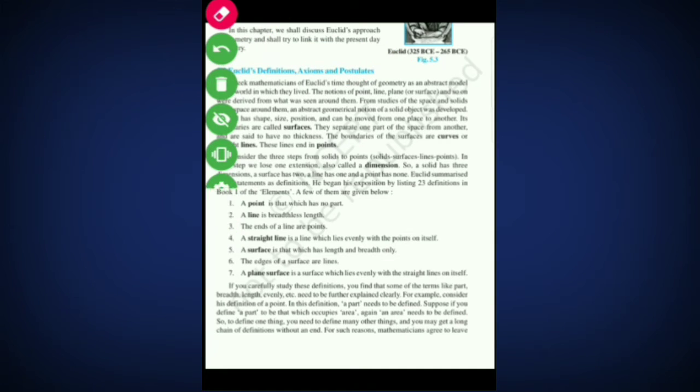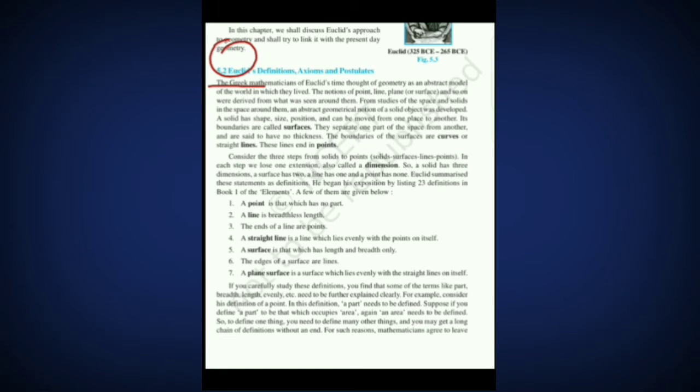What is the meaning of all these? By the way, I want to tell you that Euclid was a mathematician. It is written also: the Greek mathematicians of Euclid's time thought of geometry as an abstract model of the world in which they lived. The notions of point, line, plane or surface and so on were derived from what was seen around them.